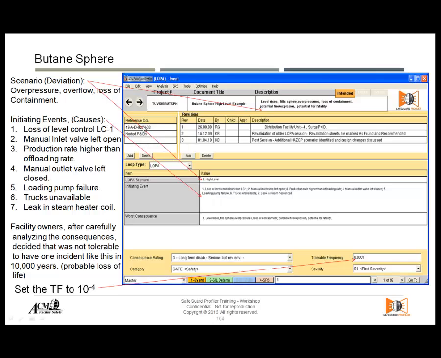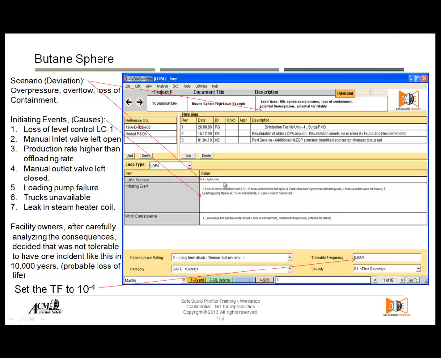So we have here the reference documentation. Usually it's the PNID references or other documents that have references in there. We have the revisions. This is for follow-up later on for the person who did the layer of protection analysis, and descriptions in here so that you can follow up revision numbers of each specific layer of protection analysis loop or scenario.